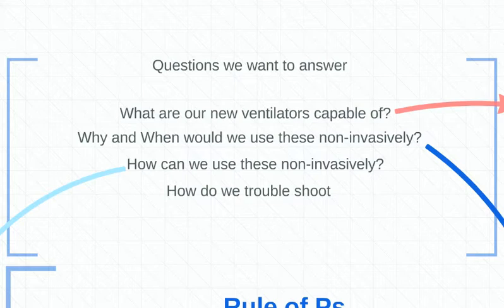We're going to be on part 5 or 6 right now. I've kind of lost track. We have cut this up into a lot of parts, but for good reason. We're answering a lot of questions. What are our new ventilators capable of? The new Parapack ATVs that we got at the job I worked for a long time ago. Why and when can we use these non-invasively? And how can we use these non-invasively? And I know that we have how do we troubleshoot down there.